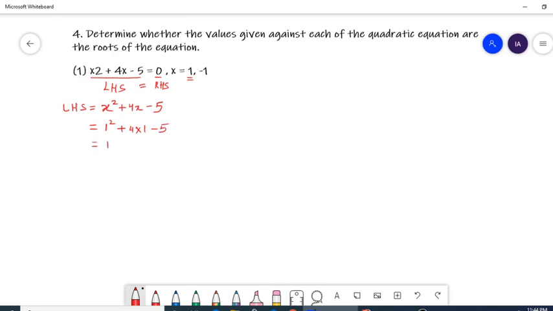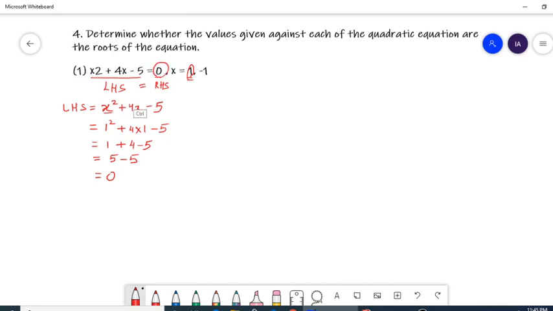1 square will remain 1, plus 4 ones are 4, minus 5. So this way, plus 1 and plus 4 will give me plus 5, minus 5. So this will become 0. So as you can see, in the left hand side, after substituting 1 in the place of x, that makes your left hand side equal to your right hand side, because the right hand side is already 0 and the left hand side also becomes 0.